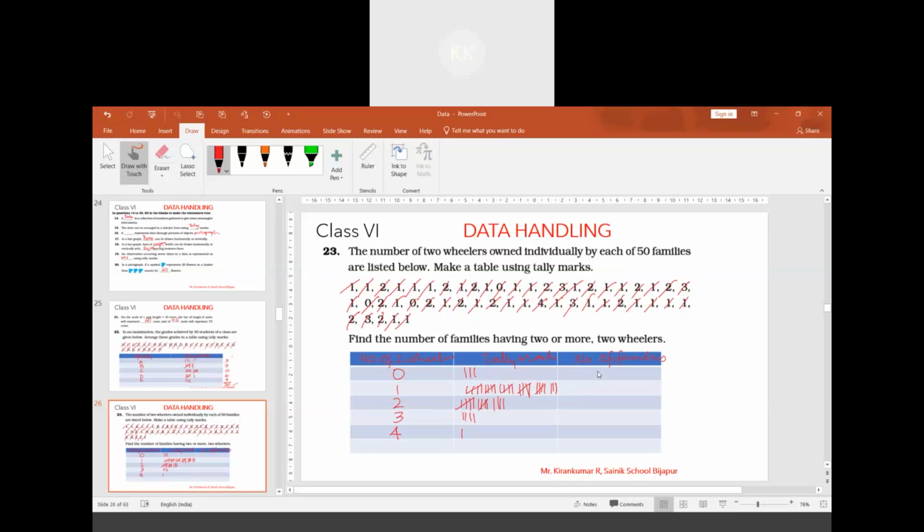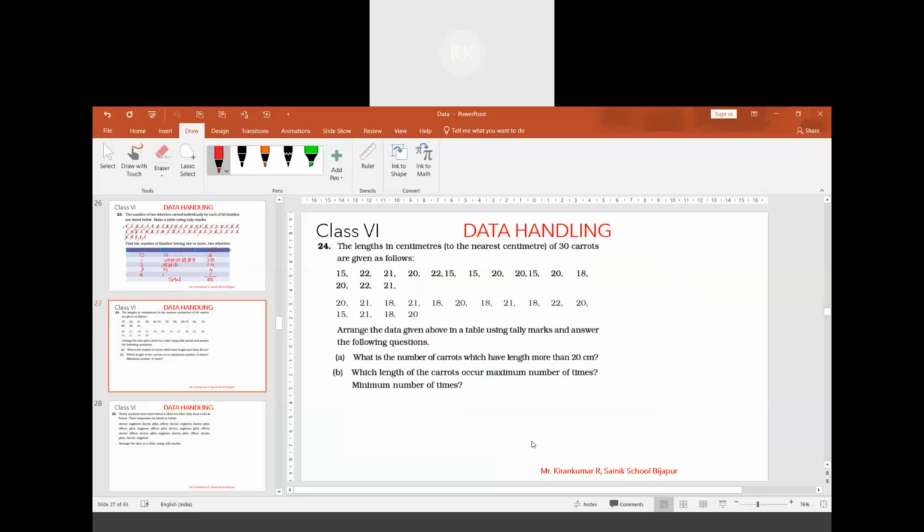We will count. This is 3. This one is 5: 1, 2, 3, 4, 5 are there. 25 plus 3, 28. This one is 14. This one is 4. This one is 4, 1. Count it, we get the total. The total is 50 families. So this is how we make use of tally marks. It's very easy.